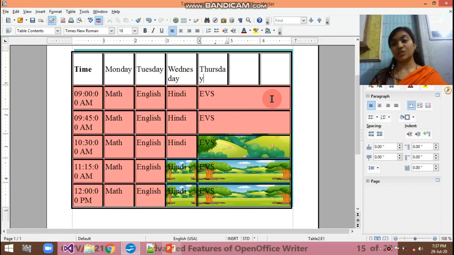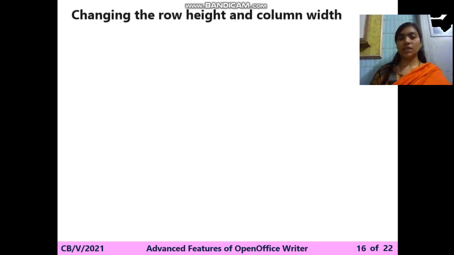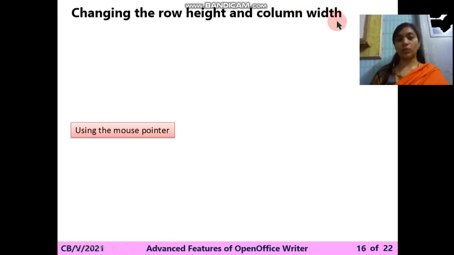So this is the merging and the splitting. Merge means the combination and split means the division. Merge means the combination and split means the division. You can tell from the name itself what merge means and what split means. Next, changing the row height and the column width.